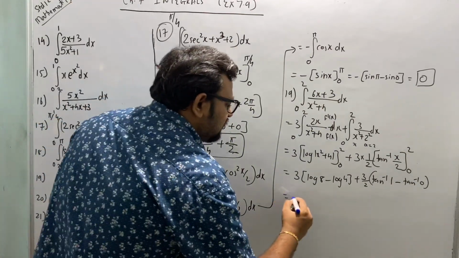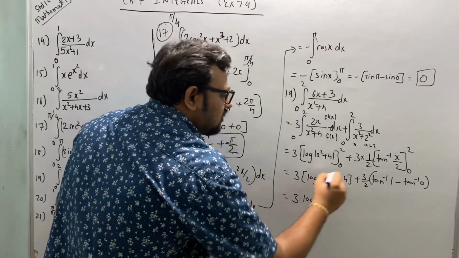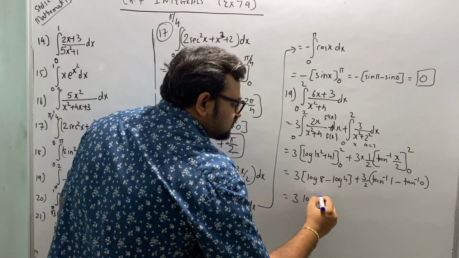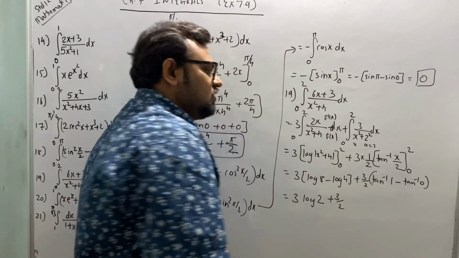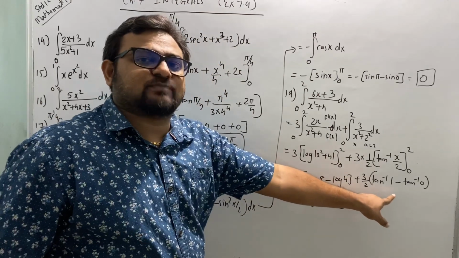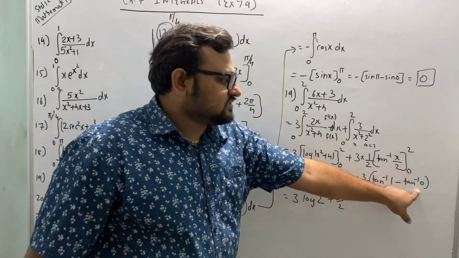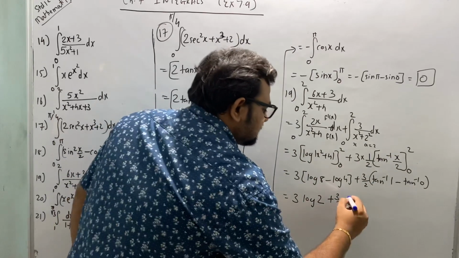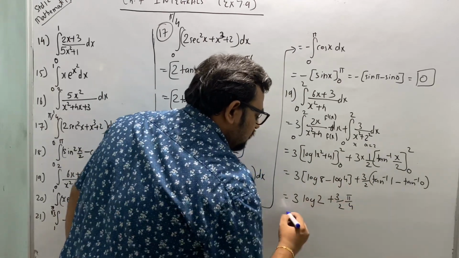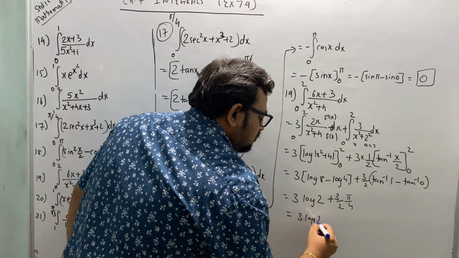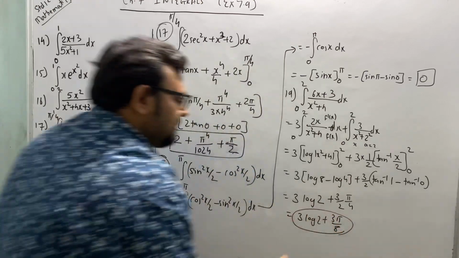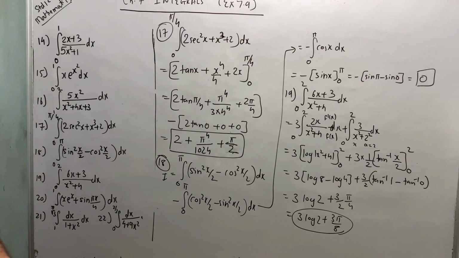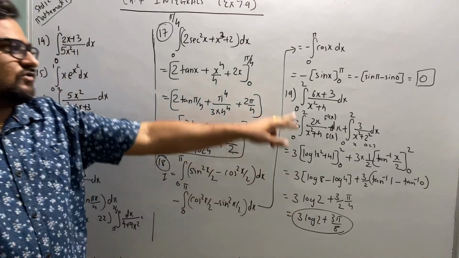So now this will be equal to 3 log 8 by 4. So this will be equal to 8 by 4, that is 2, plus 3 by 2. We know that the value of tan inverse 1 is pi by 4 and tan inverse 0 is 0. So the answer is pi by 4. So 3 log 2 plus 3 pi by 8. This is the answer for question 19.